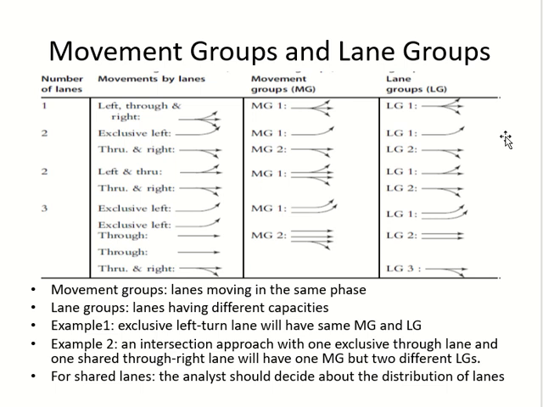Then the last column shows you lane groups. The difference between lane groups and movement groups is that for movement groups we are looking at the movement, right? In lane groups we look at the capacity.